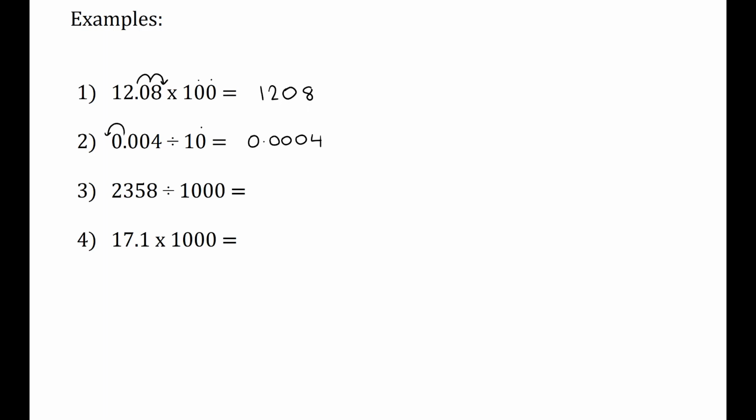2,358 divided by 1,000, we have 1, 2, 3 zeros. We're going to imagine a decimal point here, and we're going to move it to the left 3 times. 1, 2, 3, giving an answer of 2.358. And finally, we have 17.1 multiplied by 1,000. We have 1, 2, 3 zeros, so we're going to move the decimal point to the right 3 times. 1, 2, 3, giving an answer of 17,100.